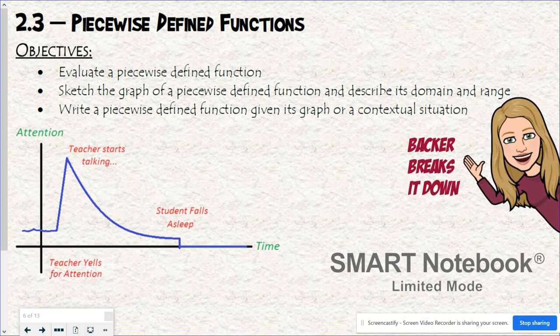In this episode, we are going to focus on objective number 2 here, sketching the graph of a piecewise defined function and describing its domain and range. We'll then also write a piecewise function given its graph. So we're focusing on the graphs of piecewise defined functions here.